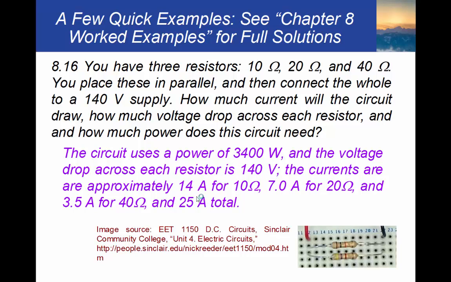Voltage drop across each is 140 volts, which translates to 14 amps, 7.0 amps, and 3.5 amps respectively, and a total of 25 amps being drawn. These are using significant figures, so this plus this adds up to the 24.5, which is what we need it to do, and of course you have to round that to 25 for 2 significant figures.